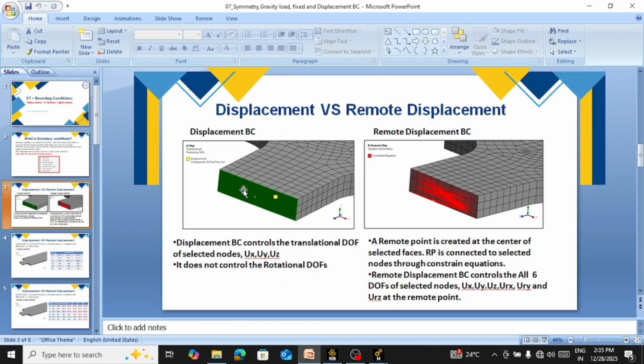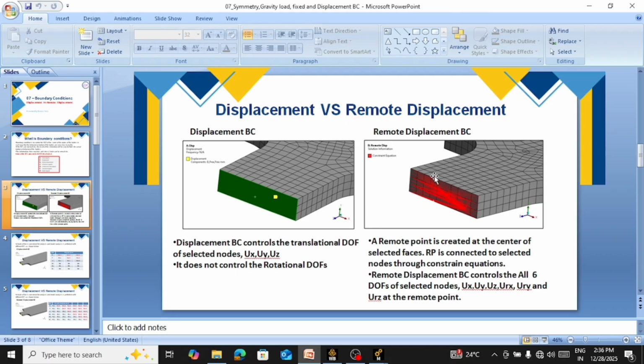When you have a displacement boundary condition, for example, if I select this face and apply the displacement boundary condition on this face, I can control the translational degrees of freedom, which are x direction translation, y direction translation, and z direction translation on each node of these faces. But it doesn't give the ability to control the rotational degrees of freedom of the nodes. For example, rotation in x, rotation in y, rotation in z. When you apply the displacement boundary condition, each node of the face will have the constraint applied by ux, uy, and uz.